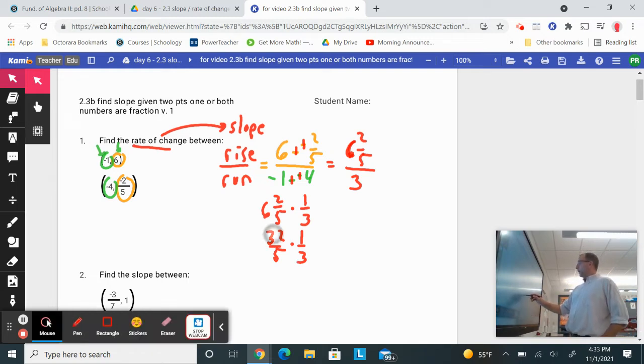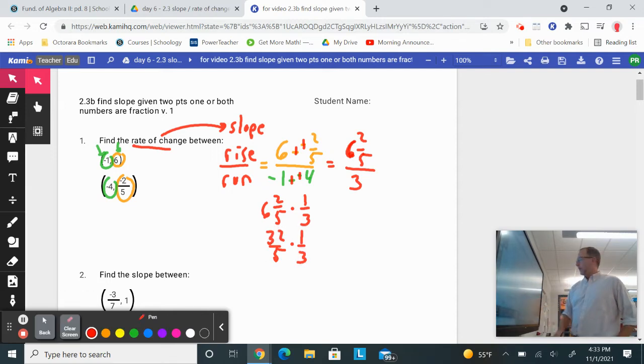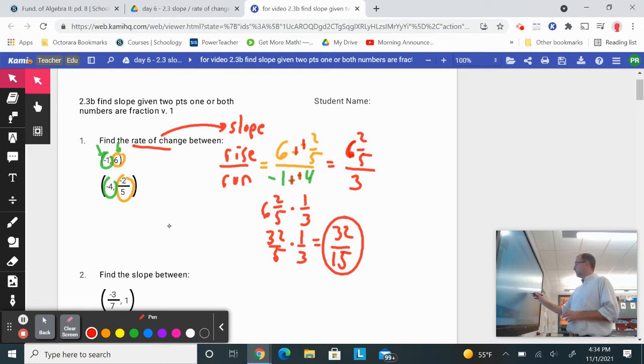Any numerator, denominator. There's nowhere I can simplify. So all I do now is multiply the numerators together, multiply the denominators together, and I have 32/15. As long as that's simplified, I can't divide by 2 in both, can't divide by 3 in both, then that will be my slope, which is the rate of change, which is rise over run. So I would type in 32/15, and that would be the answer.